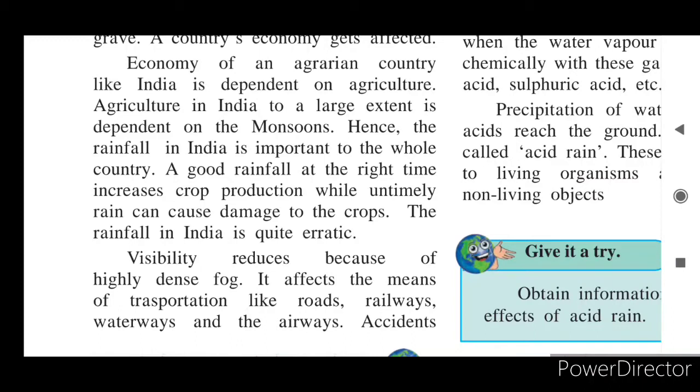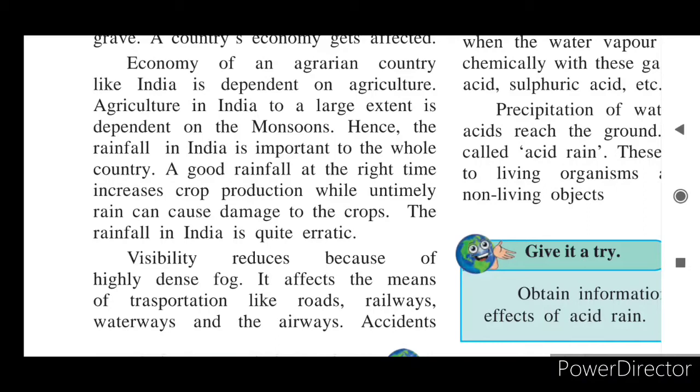Agriculture in India to a large extent is dependent on monsoon. In our India, our farmers are totally dependent on rainfall, because we don't have irrigation facilities; every farmer doesn't have a well in their farm or other facilities. So in most places farmers depend on the rainfall, and we have rainfall in just 4 months of the monsoon season. Hence the rainfall in India is important to the whole country. A good rainfall at the right time increases crop production, while untimely rain can cause damage to the crop. The rainfall in India is quite erratic.